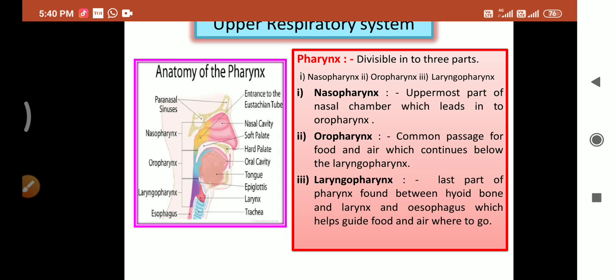The nasopharynx is just behind the nasal cavity, the next one is the oropharynx, which is the opening of the mouth or oral cavity, and the laryngopharynx is present in front of the larynx. The pharynx is also called the buccal cavity, because it is just a passage.